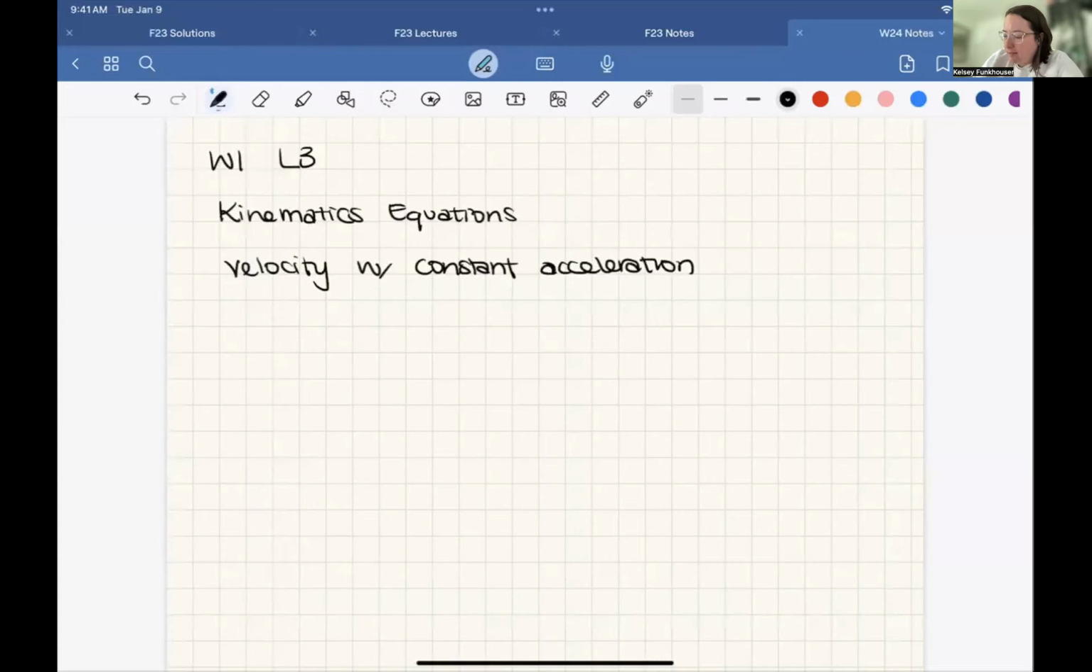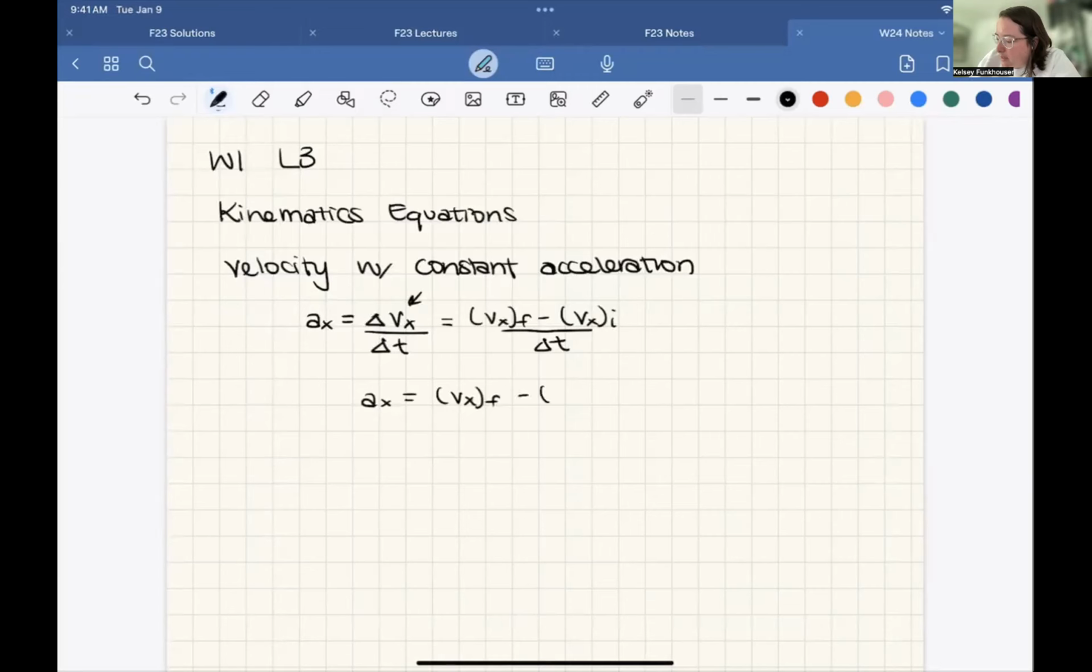So we're going to just start with the acceleration equation, the average acceleration equation. Change in velocity over change in time. And then we're just going to expand this term out. So the final velocity minus the initial velocity divided by the time interval. And then we're going to do some algebra. Let's write it out first. Acceleration equals the final velocity minus the initial velocity divided by the time interval.